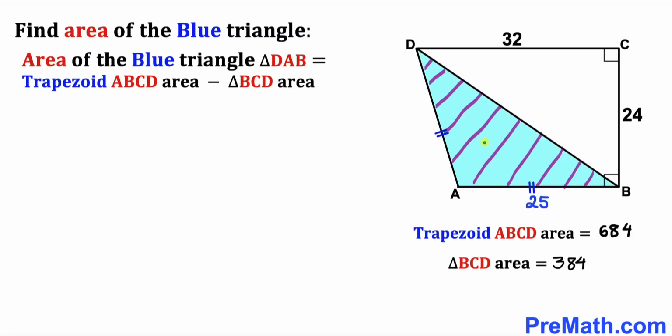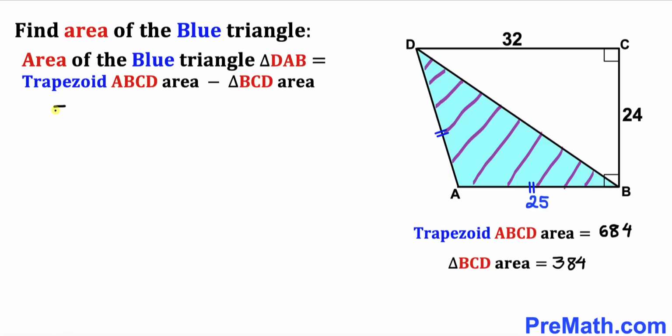Let's go ahead and calculate the area of this blue shaded triangle DAB. By using this equation, this area equals the area of this trapezoid ABCD minus the area of the triangle BCD. And we already figured out the area of the trapezoid as well as the area of this triangle BCD. So let's go ahead and fill in the blanks.